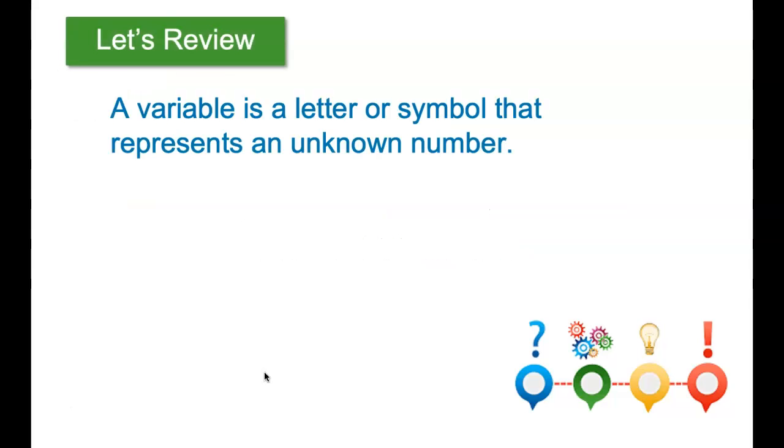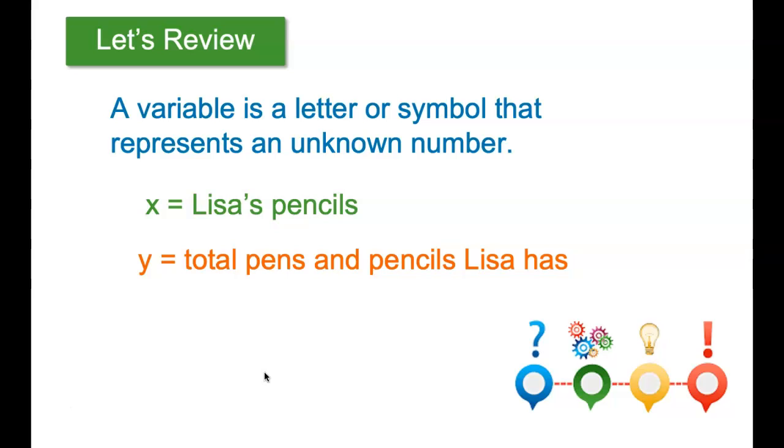Okay, so let's review. I would like to emphasize the math word variable. A math variable is a letter or a symbol that represents a value that you do not know. So for example, we could have x, and x would mean how many pencils Lisa has. Or a y, which could be the total number of pens and pencils. And then it does not have to be letters. It could be a symbol too, such as a triangle. It could represent bags of chips.